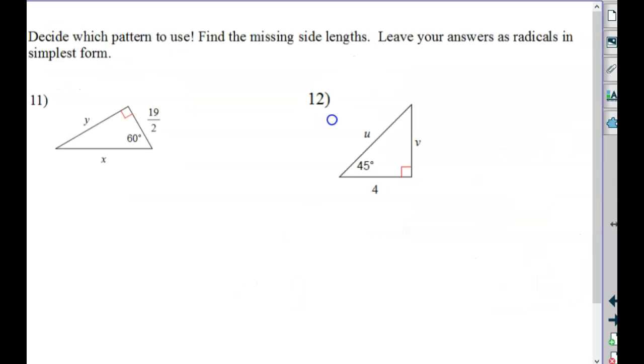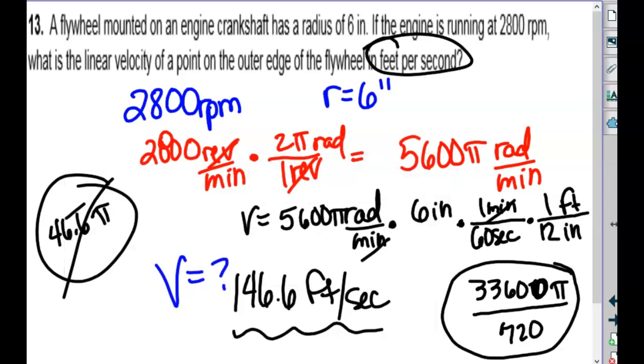Are we on the back yet or not? Okay, then I'm going to let you do the rest for practice. It is part of the homework check, and yes, the answers are at the bottom.